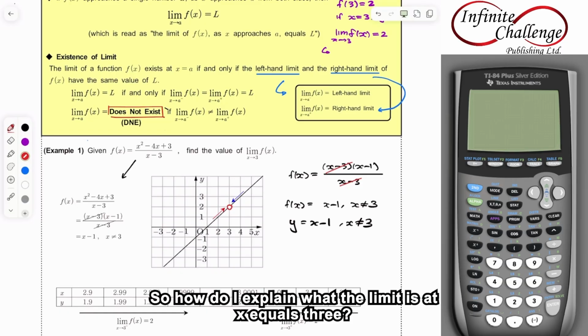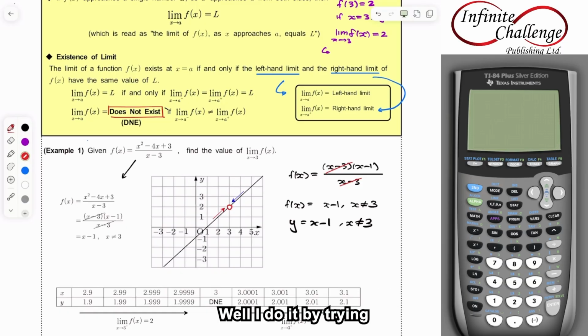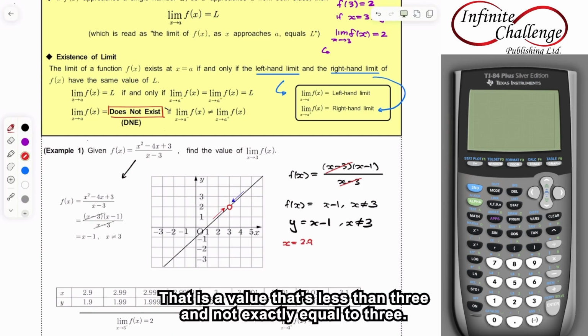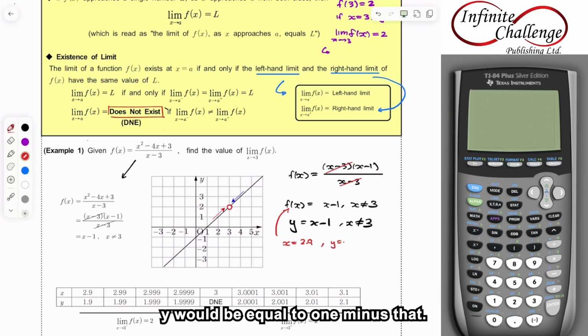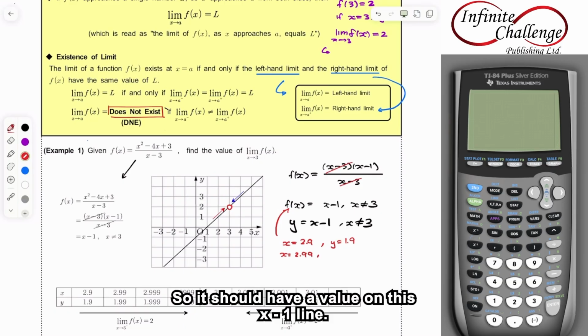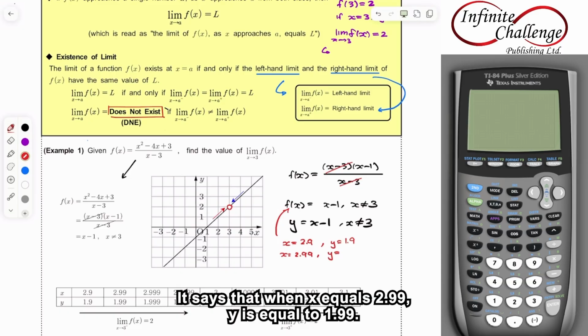So how do I explain what the limit is at x equals 3? Well, I do it by trying some values to plug in. Starting with, let's say, x is equal to 2.9. That is a value that's less than 3 and not exactly equal to 3, so it should have a value in the function f of x equals x minus 1. And it does. Y would be equal to 2.9 minus 1, so it's equal to 1.9. Interesting. When x is equal to 2.99, again still not equal to 3, so it should have a value on this x minus 1 line, and it does. It says that when x equals 2.99, y is equal to 1.99.